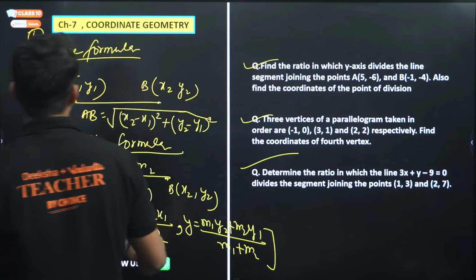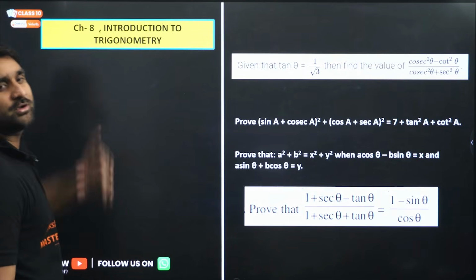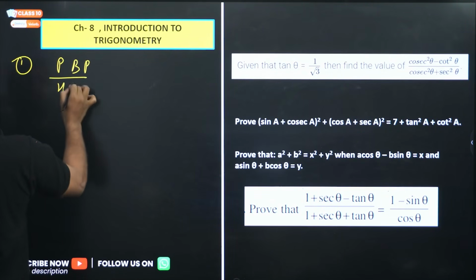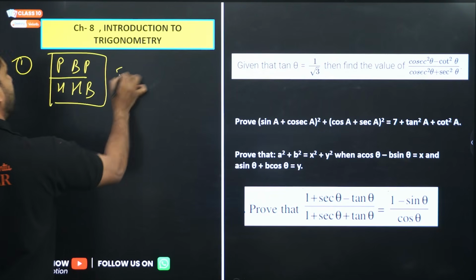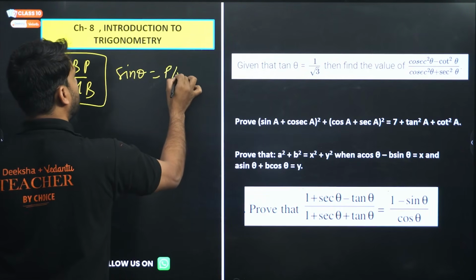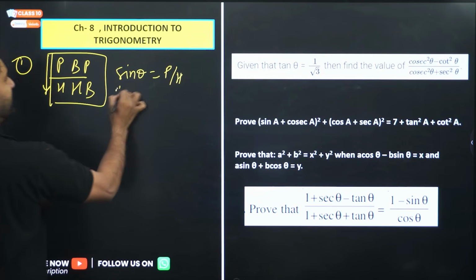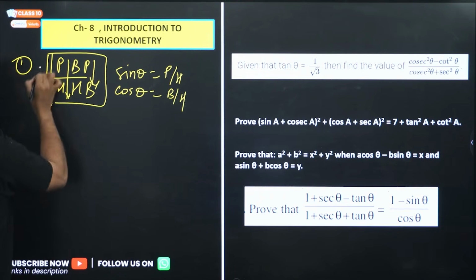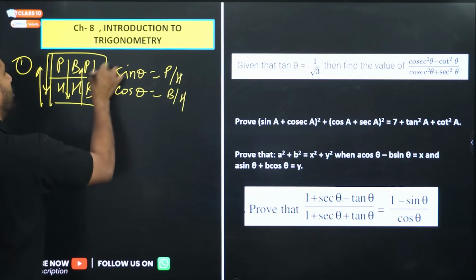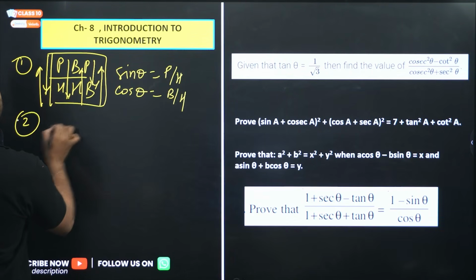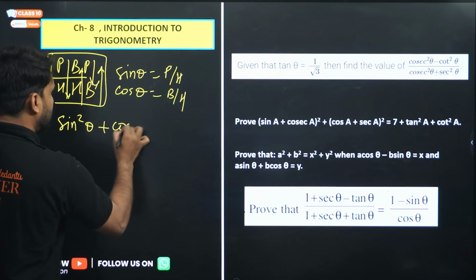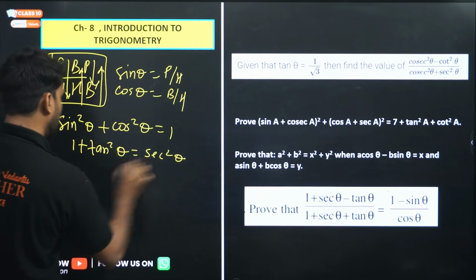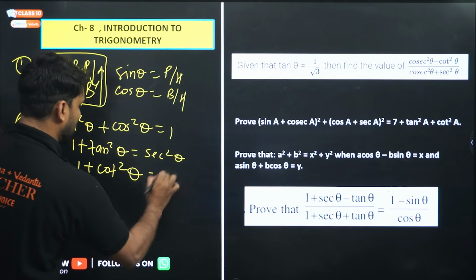Moving to the next chapter, chapter number 8, introduction to trigonometry. In introduction to trigonometry, P, B, H plays a very important role. Sine theta is the ratio of P by H, perpendicular by hypotenuse. Cos theta is B by H, and tan theta is P by B. Similarly, cosec will be H by P, sec will be H by B, and cot will be B by P. And 3 identities: sine square theta plus cos square theta equals 1; 1 plus tan square theta equals sec square theta; 1 plus cot square theta equals cosec square theta.